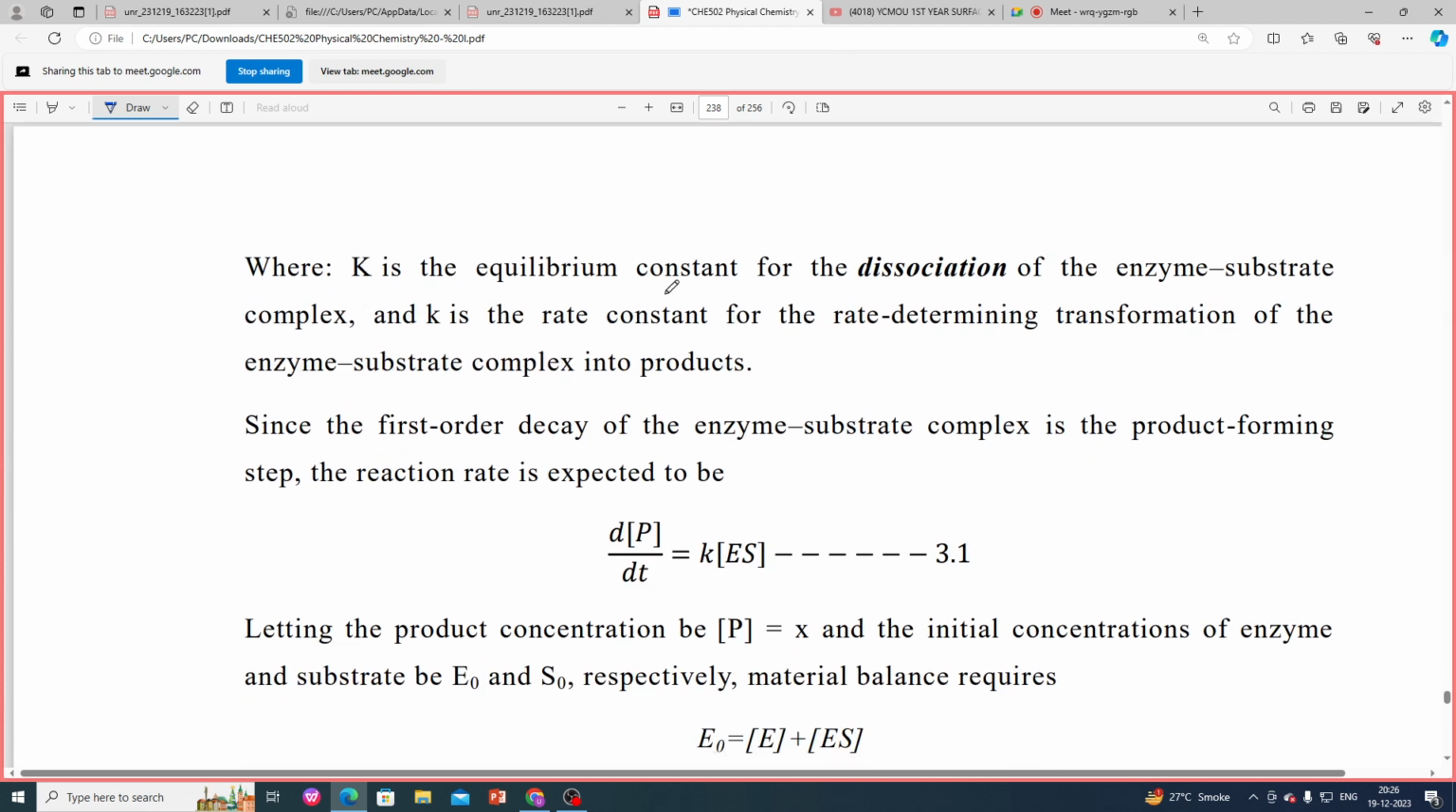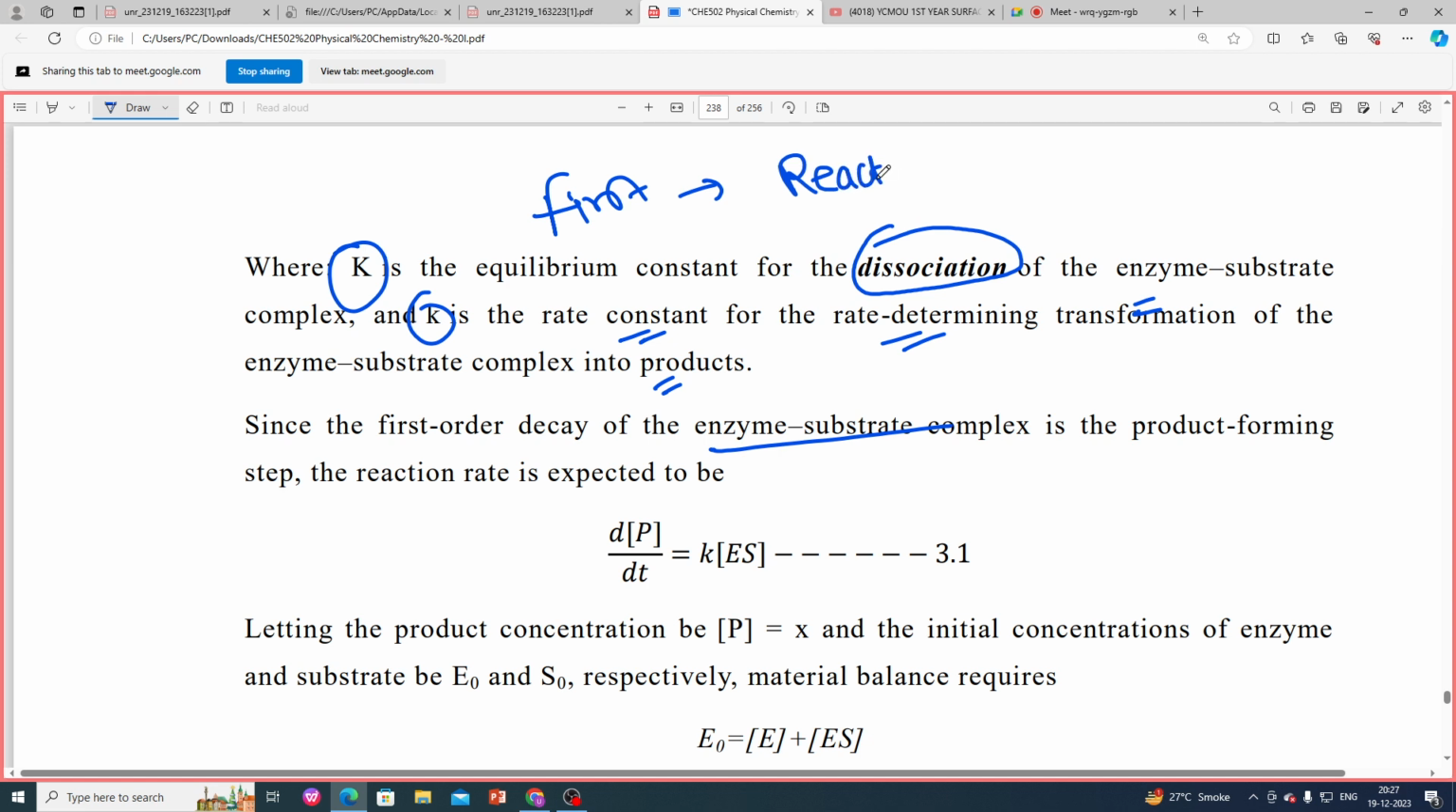where K is the equilibrium constant for dissociation. Capital K is the equilibrium constant of the enzyme substrate complex, and the small k is the rate constant for the rate determining transition of the enzyme substrate complex into the product. So here we can write, since it is the first order decay of the enzyme substrate complex, that is first order. In first order, only one reactant reacts, so we call it first order decay. The enzyme substrate complex is the product forming step.